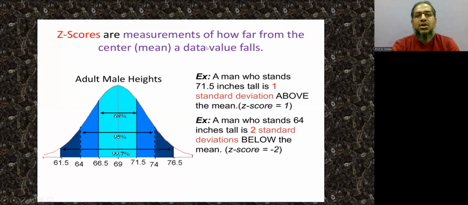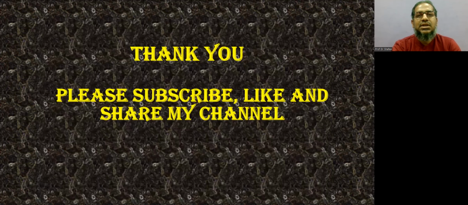Z scores are measurements of how far from the center or mean a data value falls. So if the Z value is 1 or plus 1, you can see here, the observations will be 71.5%. And a man who stands 64 inches tall is 2 standard deviations below the mean. So if the relative deviate is 2, 64% of the observations will fall below 2 or minus 2. Like this, we can estimate the percentage of people falling in different areas.